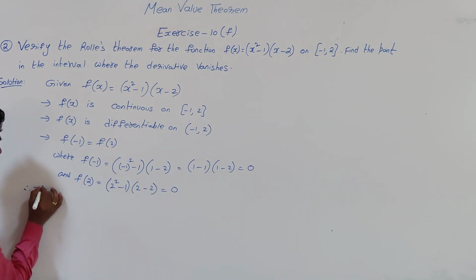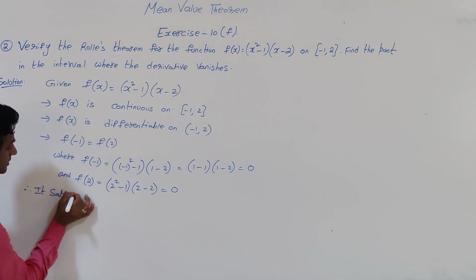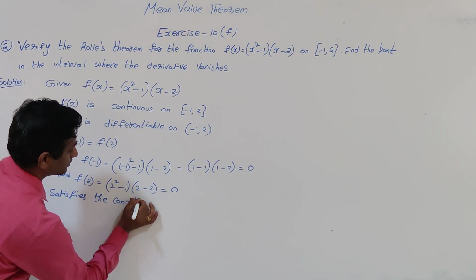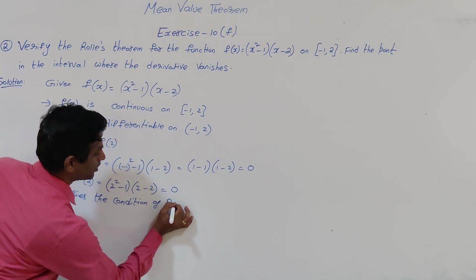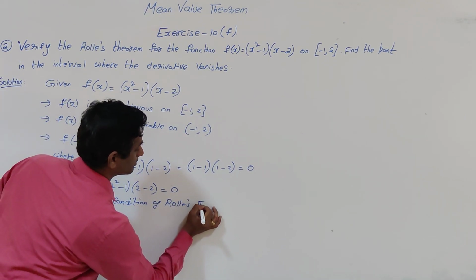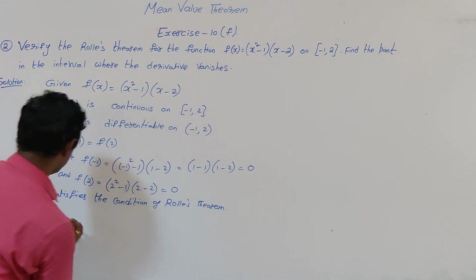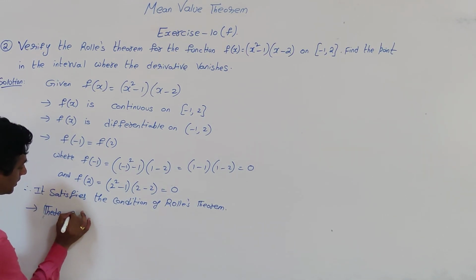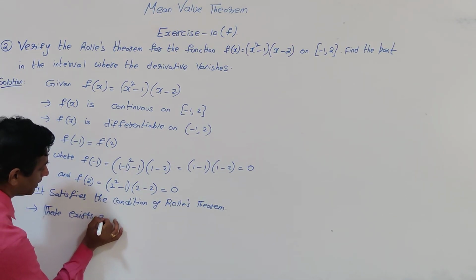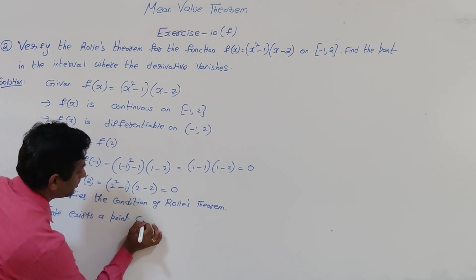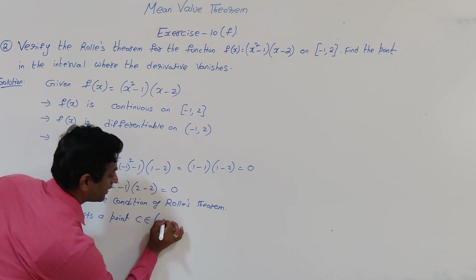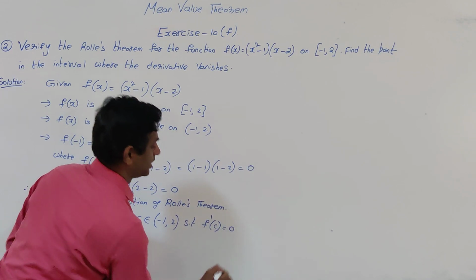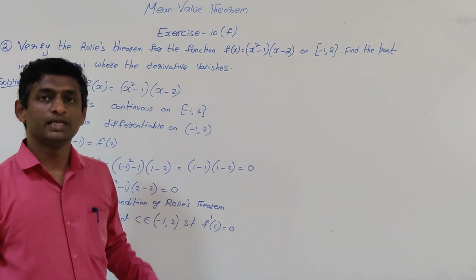Therefore, it satisfies the conditions of Rolle's theorem. Then there exists a point c belongs to open interval minus 1 comma 2 such that f dash of c will be 0, and we have to find out what is that c point in the interval.